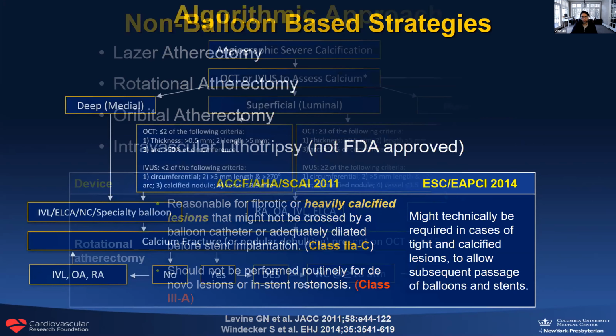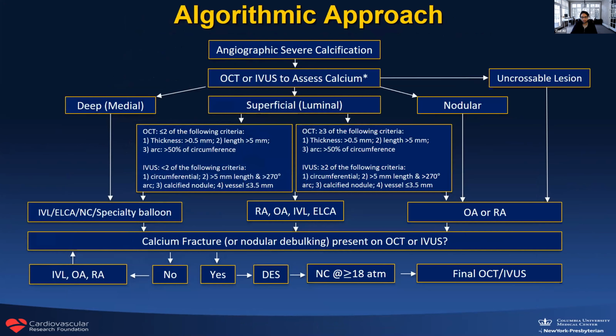Well, we have to be not so simplistic as to just treat all angiographically severe calcification the same. That's where we use OCT or IVUS to assess calcification. If we have an uncrossable lesion, clearly we can't image. As a result, crossing-facilitating devices are largely orbital atherectomy or rotational atherectomy. If you can't get your OCT catheter across, it is unlikely you'll be able to pass a laser or intravascular lithotripsy or even a specialty balloon.